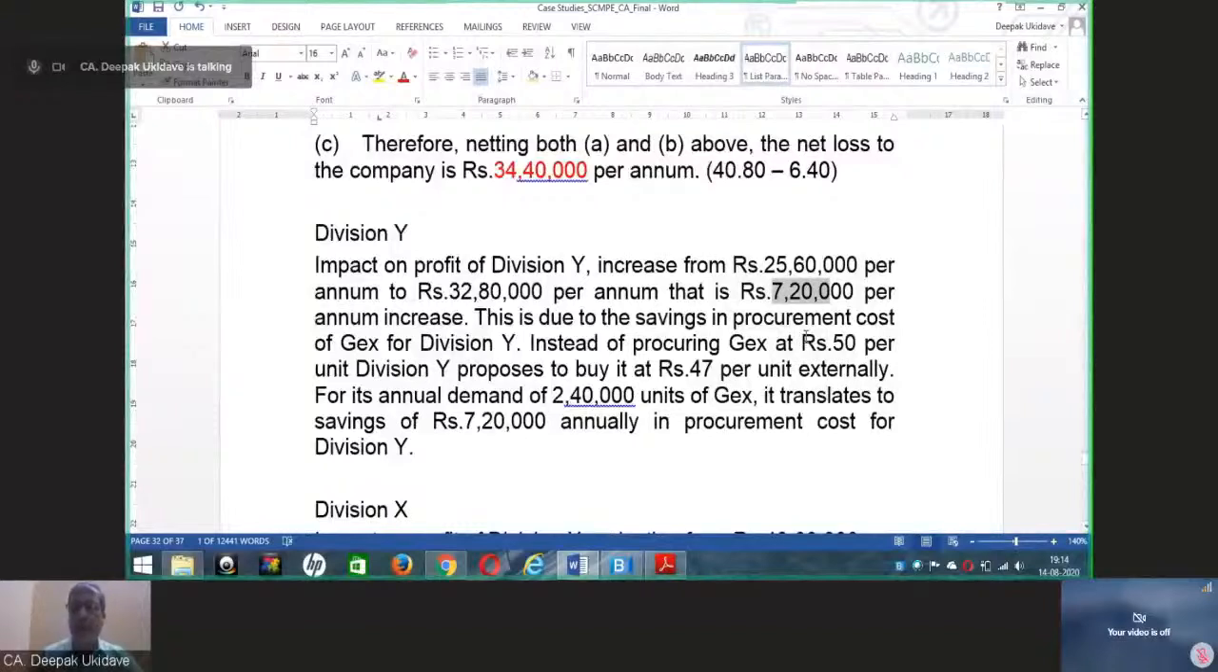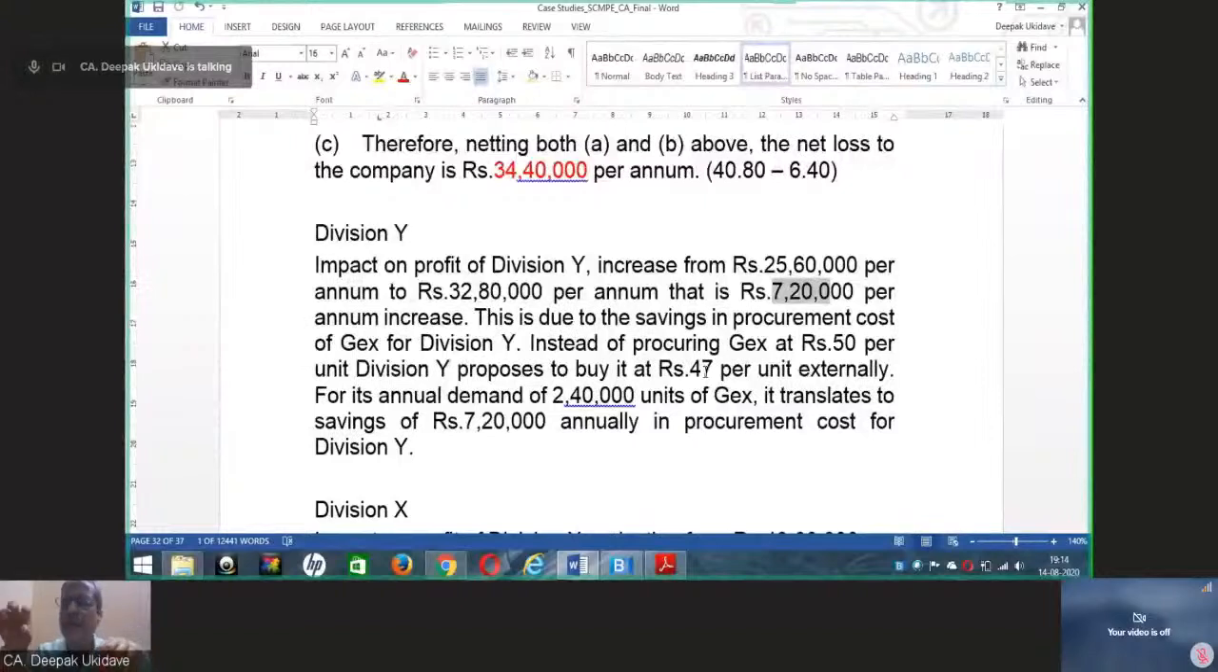Instead of procuring jacks at rupees 50 per unit, division Y proposes to buy from an external supplier at 47. So now think, when you are looking at division Y, think only from the point of division Y. At that time don't look from the company's angle. You are discussing the impact on profitability of division Y, so don't discuss from the company's angle.